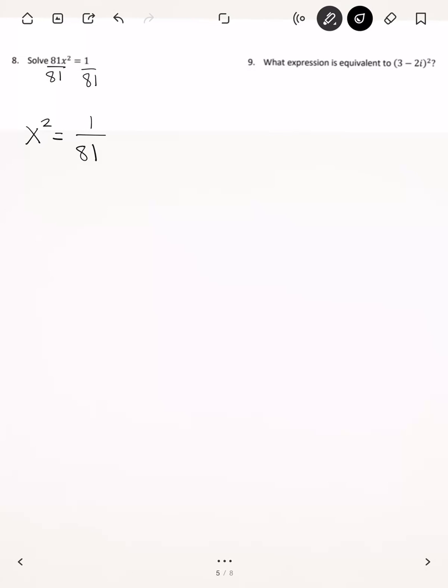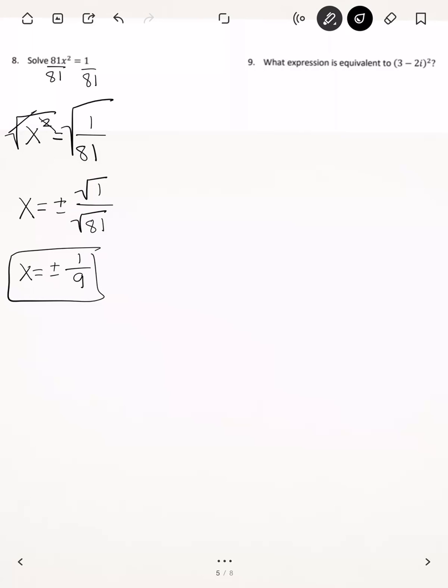I have this squared, so I'm going to do the opposite and take the square root of both sides. So that cancels out. Remember, I took the square root, so it's plus or minus. What we can do with fractions is take the square root of 1 over the square root of 81. Well, the square root of 1 is 1. The square root of 81 is 9, so I get plus or minus 1 over 9. And that's it. Okay, makes it a little simpler on us.